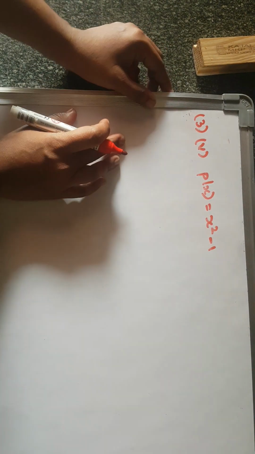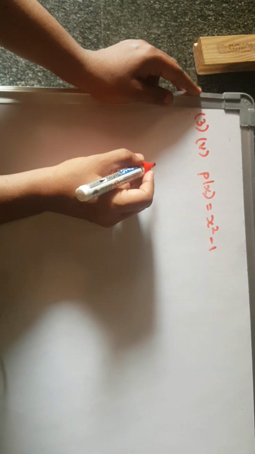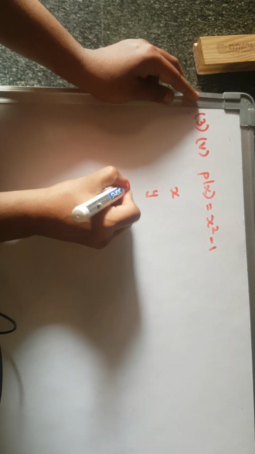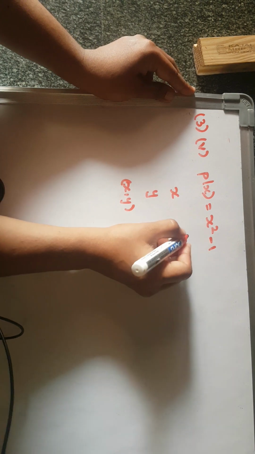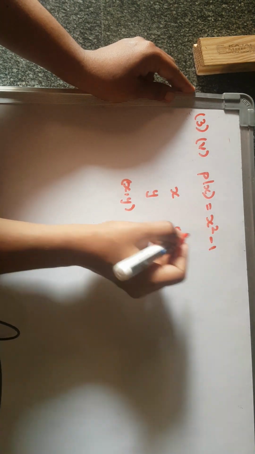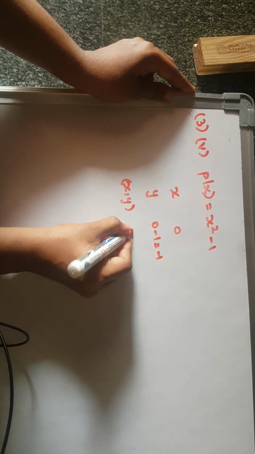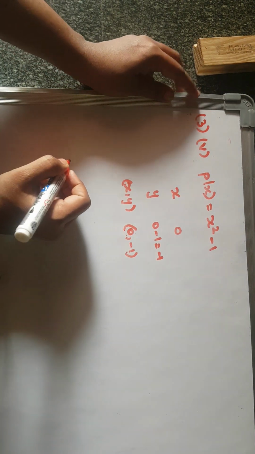Exercise 3.2, third question, fifth bit. I am explaining, we have to put the graphical representation of the values. So first take x, y and represent in the form of x comma y. Let the value of x be 0. Then 0 square minus 1 gives minus 1, so when you take 0, the value will be minus 1.